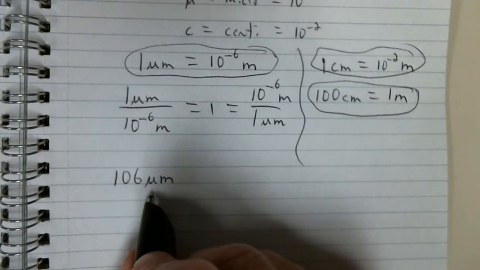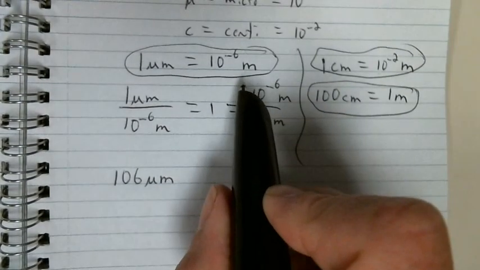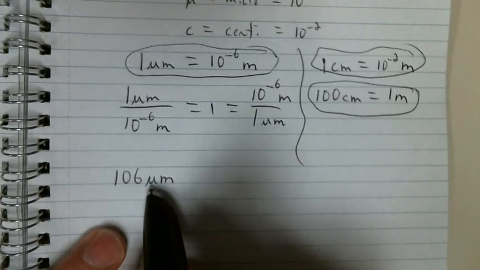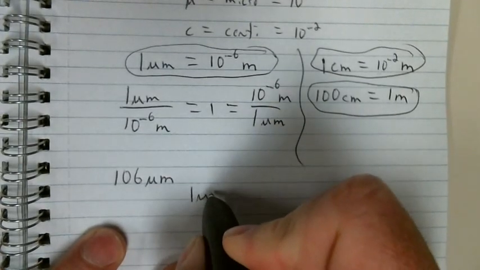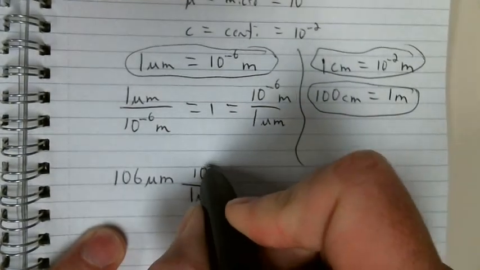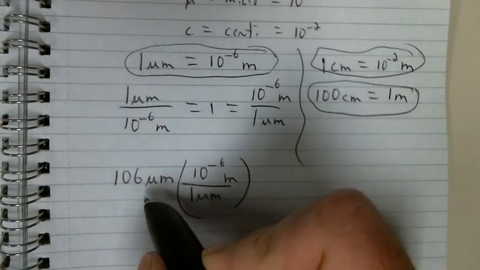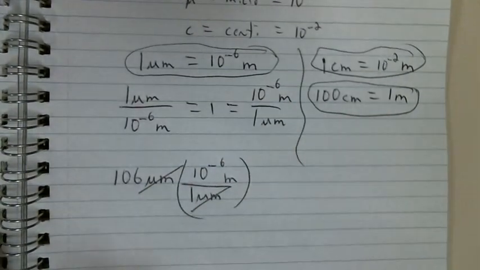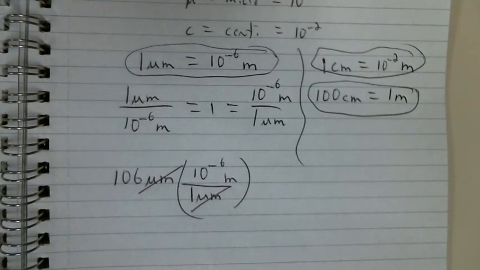So start with the one you're given, and we want to work towards centimeters. So I'm going to go from micrometers to meters, and that means I want micrometers to cancel, so that unit is going to be in the denominator, and meters is going to be in the numerator, right? And then cancel out your units, and we're now in meters, so that's good.